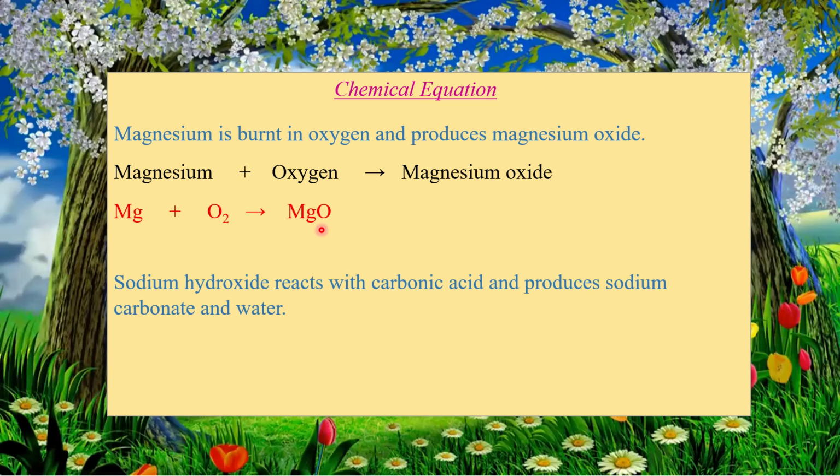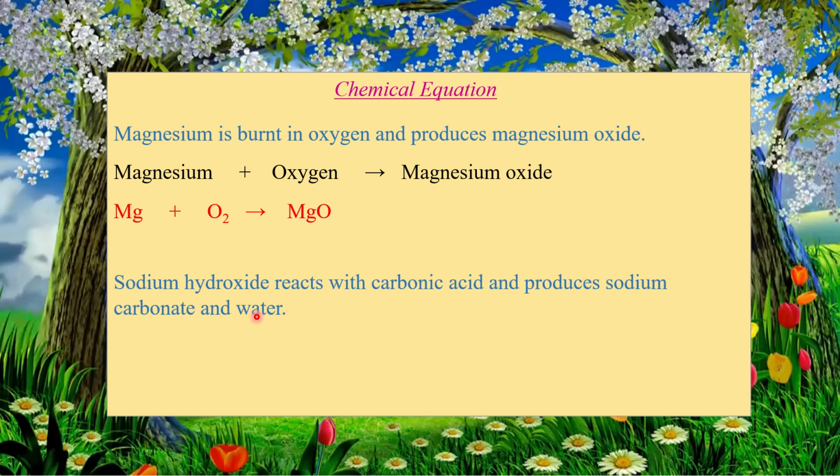Now another reaction: sodium hydroxide reacts with carbonic acid and produces sodium carbonate and water. Look, how many reactants are there? Here, sodium hydroxide reacts with carbonic acid. That means there are two reactants, sodium hydroxide and carbonic acid, and it produces sodium carbonate and water. There are also two products, sodium carbonate and water.